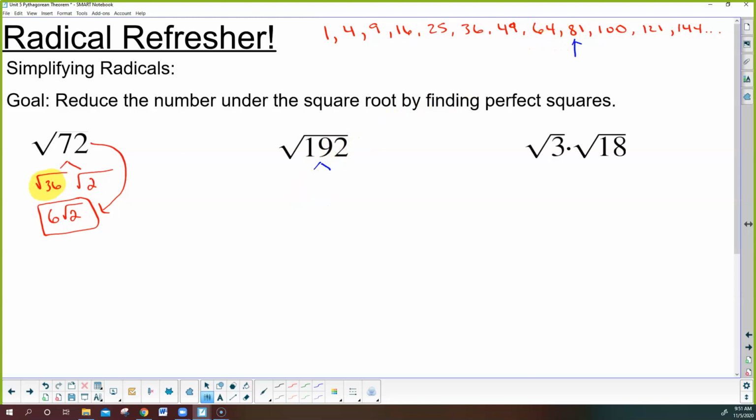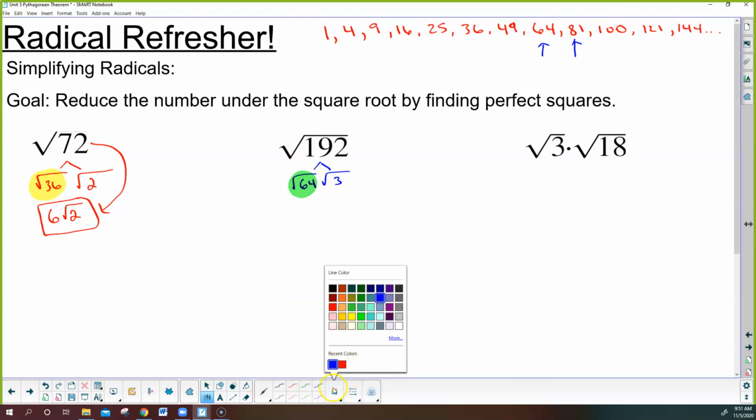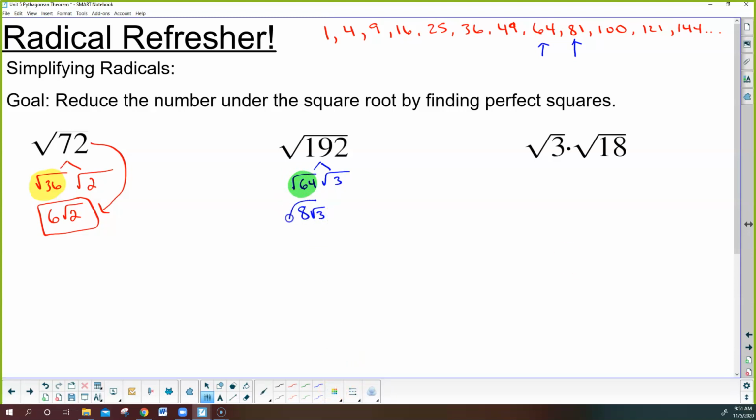So if that doesn't work, then let's go to 64 and take 192 divided by 64. And you can see that 64 times 3 gives me 192. And the reason why we want to pick the largest perfect square is the 3 has no other factors that are in this list. So the 3 is already broken down. And then we know that the square root of 64 is 8. So I get 8 square roots of 3.